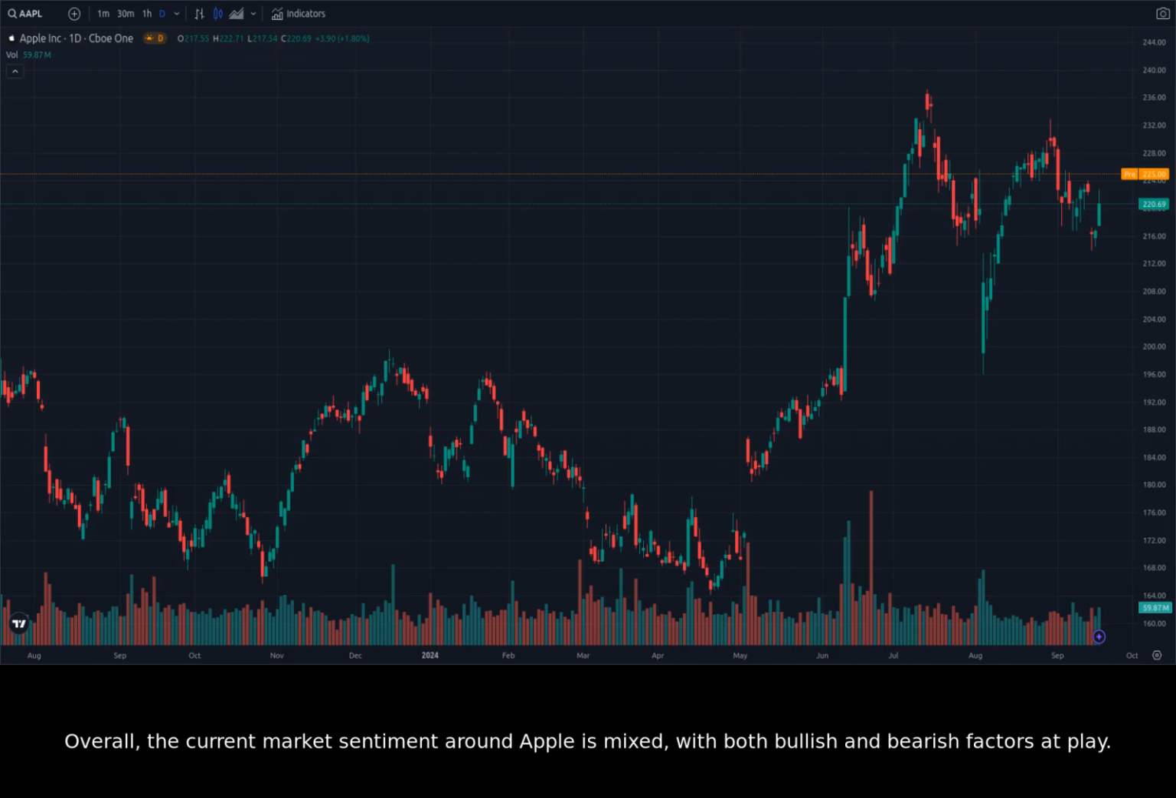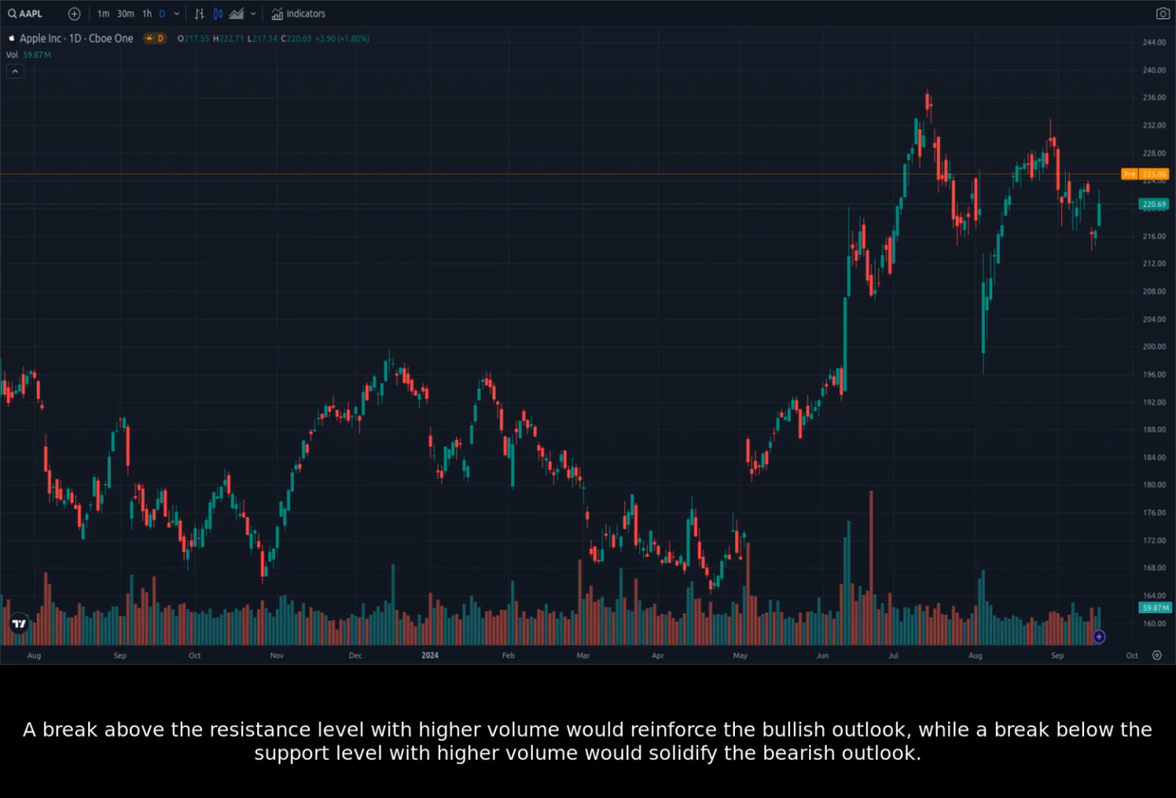Overall, the current market sentiment around Apple is mixed, with both bullish and bearish factors at play. The release of the iPhone 16 could be a positive catalyst for the stock, but the recent trend has been bearish. The chart suggests that Apple stock is currently consolidating, but a breakout in either direction is possible. It's crucial to watch the price action and volume closely to determine the direction of the market. A break above the resistance level with higher volume would reinforce the bullish outlook, while a break below the support level with higher volume would solidify the bearish outlook.